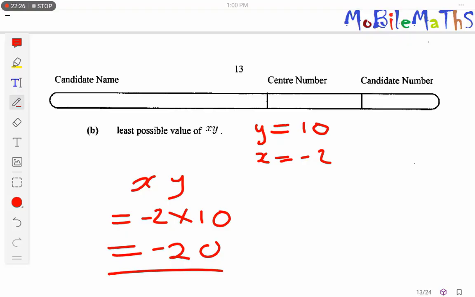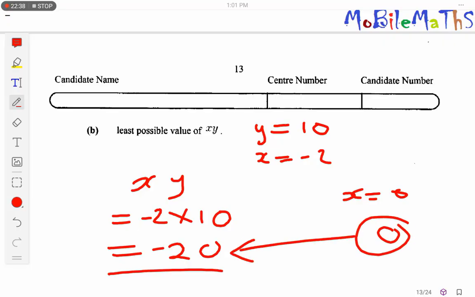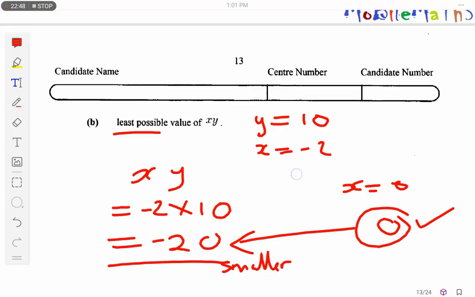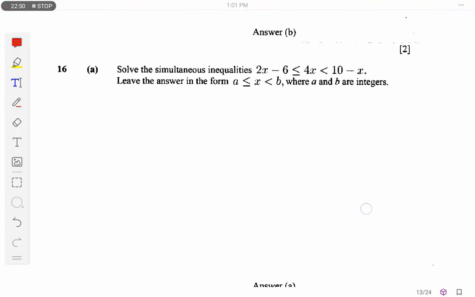Minus 20 is very small. Someone might think of x as 0. When you think of x as 0, then you get 0 times 10, you get 0. 0 and minus 20, which one is greatest? 0 is bigger. This one is smaller. So that's the least possible value. Let's move on to the next question.